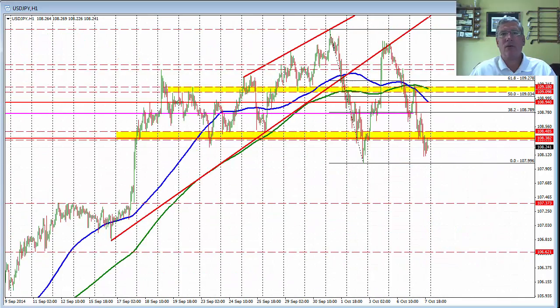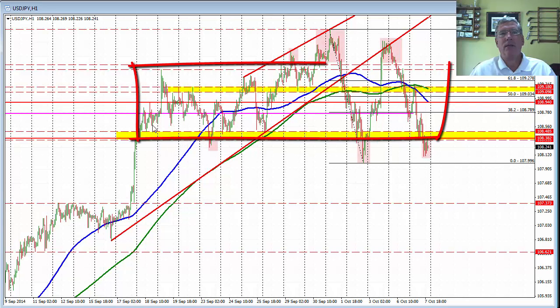Let's take a look at the dollar versus yen. And what do I see in the dollar versus yen? I know you see a lot of ups and downs. What I see is a box. I see a box that goes like this.